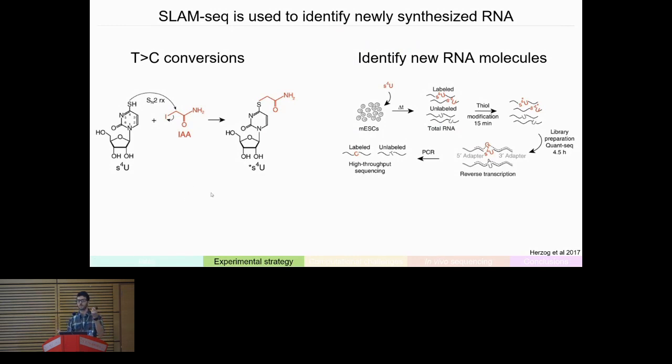You can switch from U, the 4SU is a U, to C. So you get a U to C or a T to C substitution. And then you do a total RNA sequencing, and you can identify which are the new molecules because they'll have a T to C substitution.